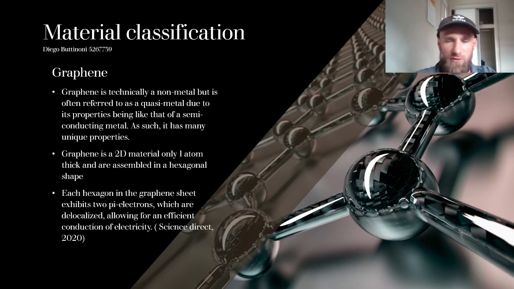So for this reason, we combine the epoxy resin with graphene, that is a non-metal, and it is always referred to as a quasi-metal because it has unique properties. Graphene is a 2D material, one atom thick, and has 2p electrons on top of it that allow an efficient conduction of electricity.